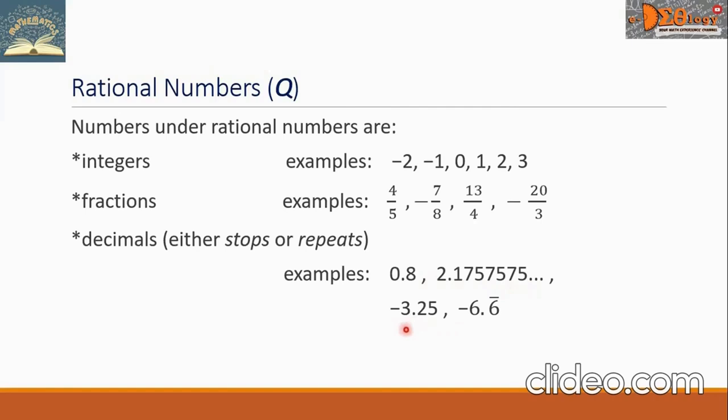Another example, negative 3.25. This is a decimal that stops. So it is a rational number. Last example, negative 6.6. Please notice here that there is a bar on top of the 6 on the decimal. We can write this into negative 6.666 and so on. So the bar there means we will continue to write the 6 on the right side. Now, in our second example here, 2.17575 and so on can be written like this. 2.1, and there is a bar on the numbers 7 and 5.